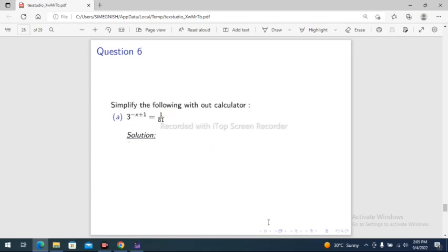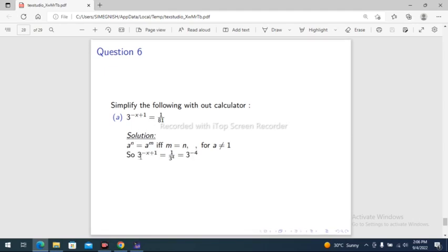So the last question for today is this one, where you are asked to simplify the following again without a calculator. Here we have 3 to the power of minus x plus 1 equals 1 over 81. So again, do not forget to write everything as its prime factorization. And here we have another rule: if two natural numbers are equal, then if and only if their exponents are also equal.